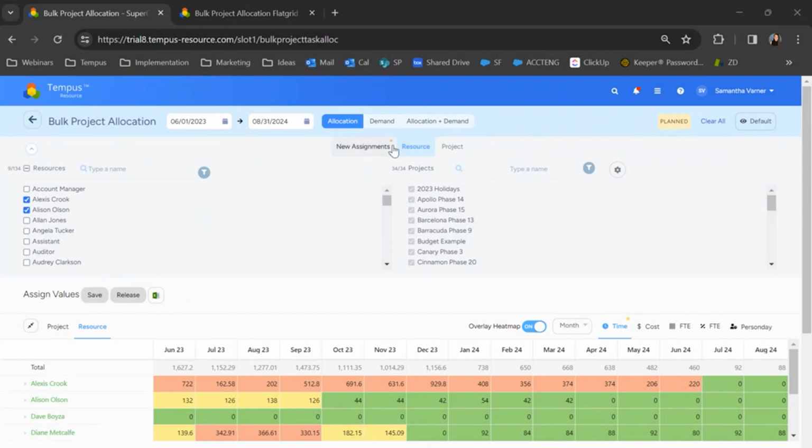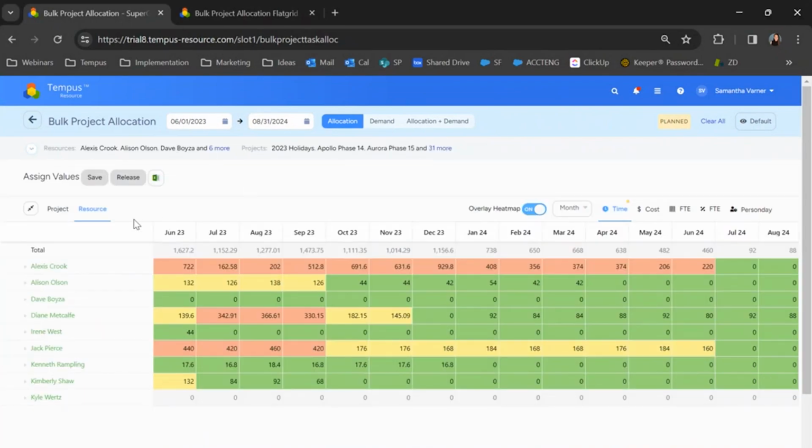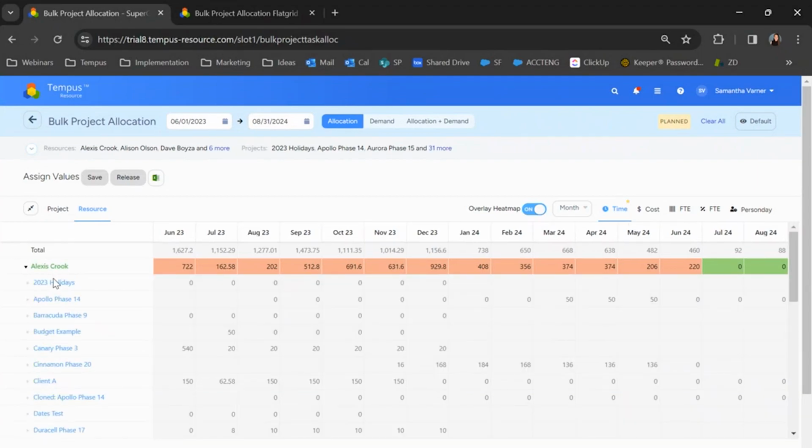So first and foremost, I have the bulk project allocation legacy opened here, specifically in resource mode. That doesn't necessarily matter, but really what I want to show here is what it does and how it compares to the Flatgrid. So within here, we have our resources selected. We are grouped by resources, and when we click into that resource, we can see what projects they are assigned to during the time frame above, and get into those fine details of those individual tasks that are on that project.